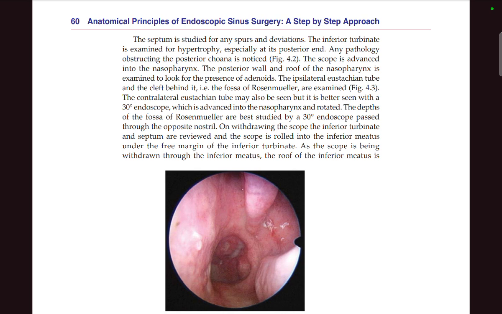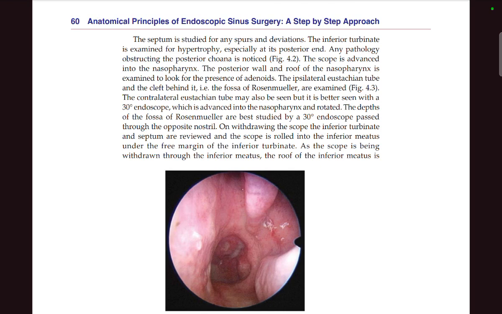The inferior turbinate is examined for hypertrophy, especially at its posterior end. Any pathology obstructing the posterior choana is noted. The scope is advanced into the nasopharynx. The posterior wall and roof of the nasopharynx is examined to look for the presence of adenoids. The ipsilateral eustachian tube and the cleft behind it, that is, the fossa of Rosenmuller, are examined.